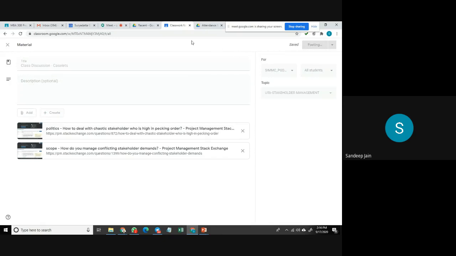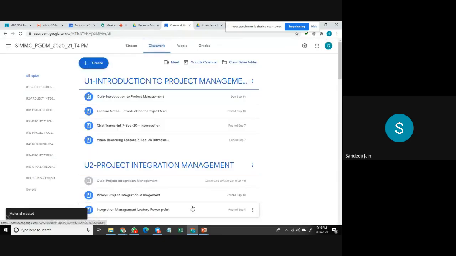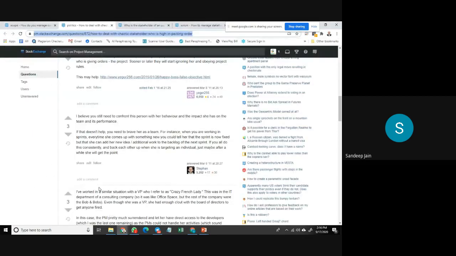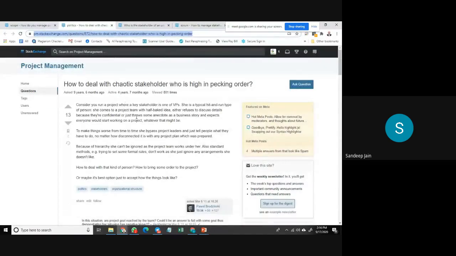And I've added it to the classroom as well. Okay, so we'll come to this. We'll start with this one: how to deal with chaotic stakeholders high in pecking order. Pecking order, I think, is like a nuisance order. I mean, that is one interpretation.